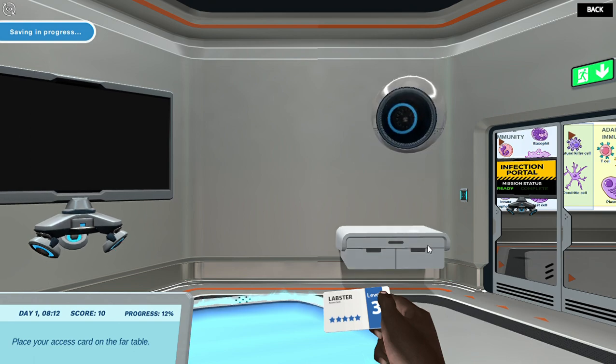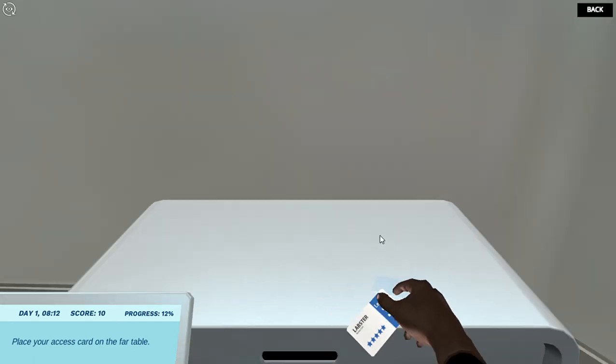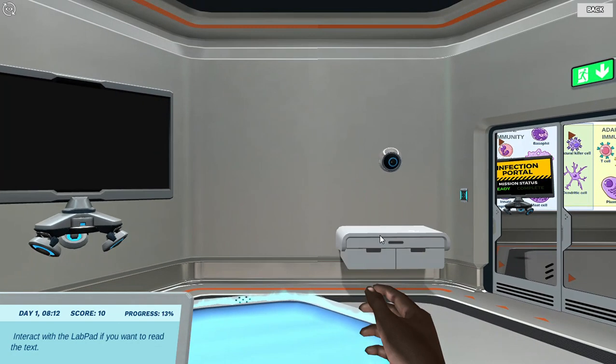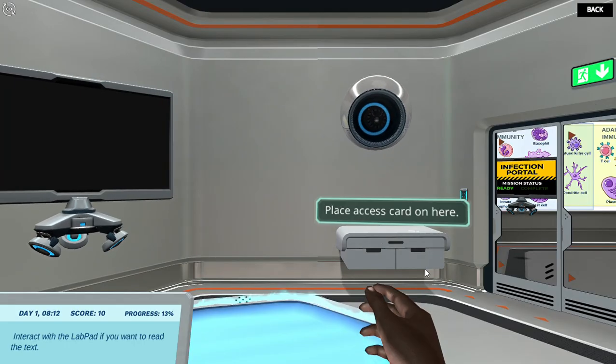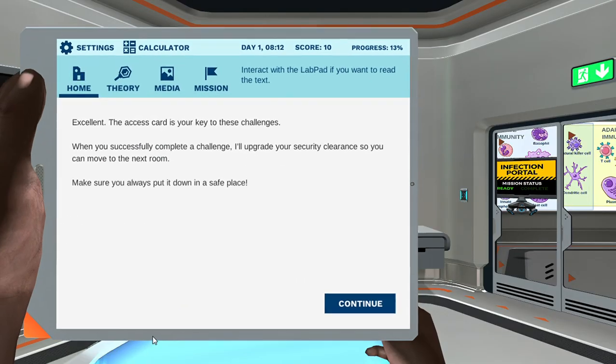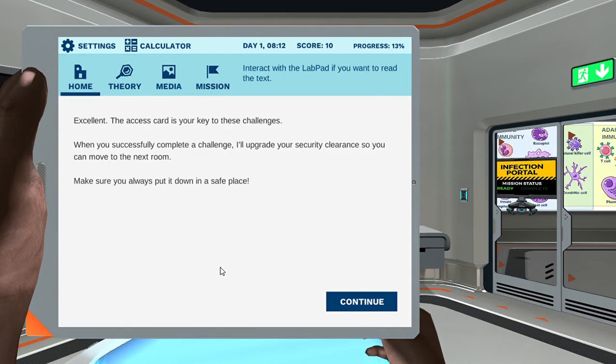Place your access card on the far table. Excellent. The access card is your key to these challenges. When you successfully complete a challenge, I'll upgrade your security clearance so you can move to the next room.